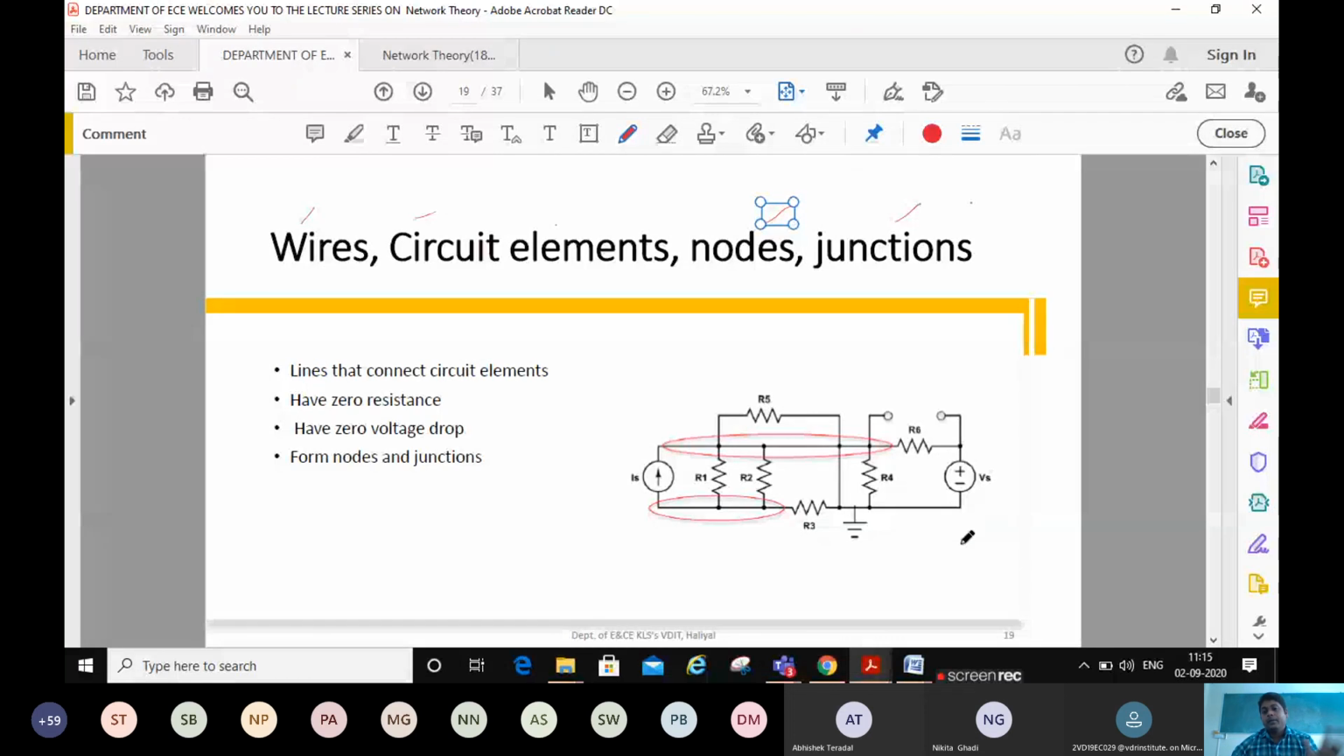How many circuit elements are there? We have 3 to 4 elements. One is the voltage source, the current source is another element, and the resistor is a common element. We have a resistor and a ground.